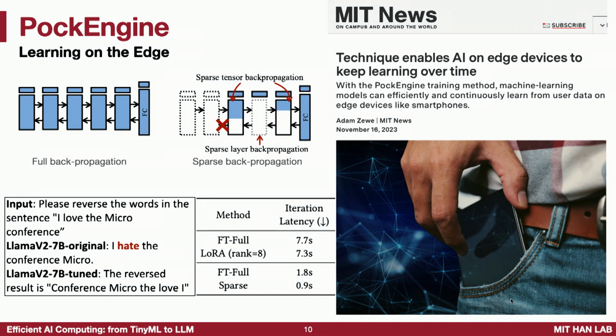This is fine-tuning Llama 2, which has 7 billion parameters. But thanks to this sparse update, we can smartly find a subset of the weights that contribute when we are doing the fine-tuning. And it's very helpful. For example, before fine-tuning, we are given a task: I love the MICRO conference. Please reverse the words in the sentence. Without fine-tuning, Meta's Llama 2 7B is going to say, I hate the conference MICRO. MICRO is a very prestigious conference in computer architecture. After the tuning, it's going to say the reversed result is: conference MICRO the love I, which is correct.